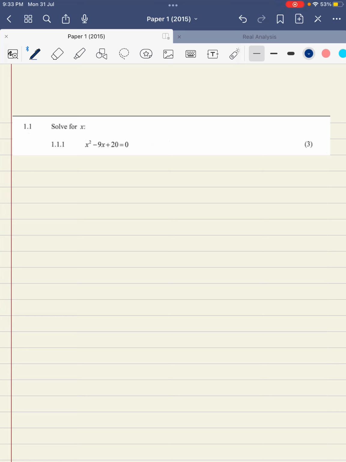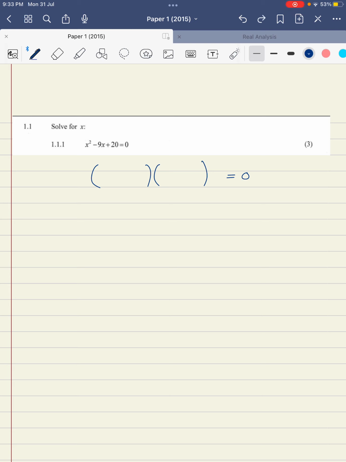Okay, question 1.1.1 asks us to solve for x. X squared minus 9x plus 20 is equal to 0. Immediately an alarm bell should be going off in your head that this is a quadratic equation. And that means that we need to be factorizing it. And we know that when we factorize a quadratic equation, we're going to get two brackets. And we're going to set that equal to 0.